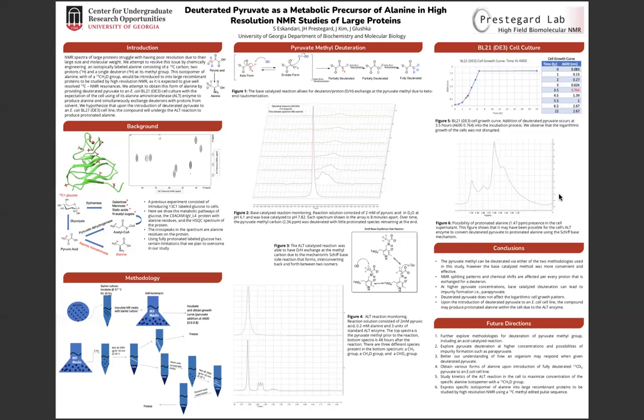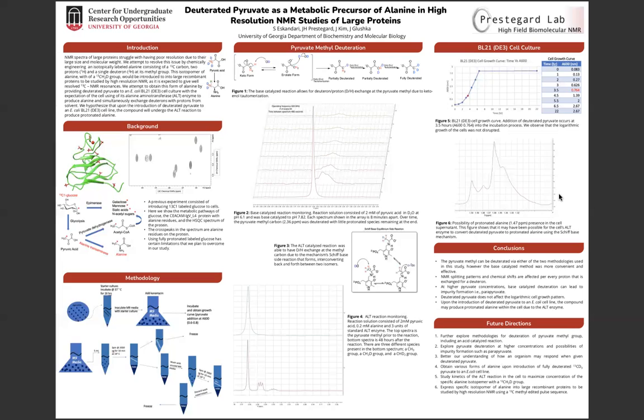So through this study, we can conclude that the pyruvate methyl carbon, for our purpose, was best deuterated through a base catalyzed reaction. However, we did notice that at higher pyruvate concentrations, a parapyruvate dimer can form. And we're going to try to bypass this in the future by using an acid catalyzed solution, which works with pyruvic acid rather than the more nucleophilic pyruvate compound.